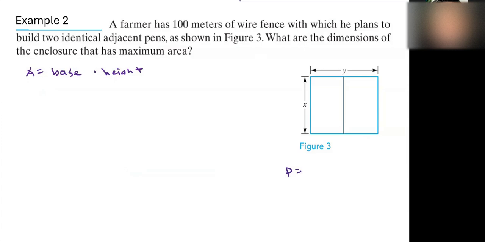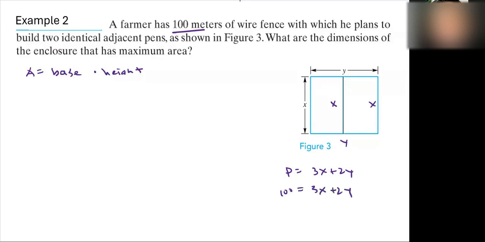So we know that this enclosure is going to cover these areas. If this is X, this will be X, and this will also be X. And up here, if this is Y, then the bottom is going to be Y. So our perimeter in this case is going to be 3X plus 2Y, because again, this is a fence, and we have 2 identical adjacent pens. Do we know the perimeter? Yes. We're using 100 meters of wire fence. So let's go ahead and plug that in there.